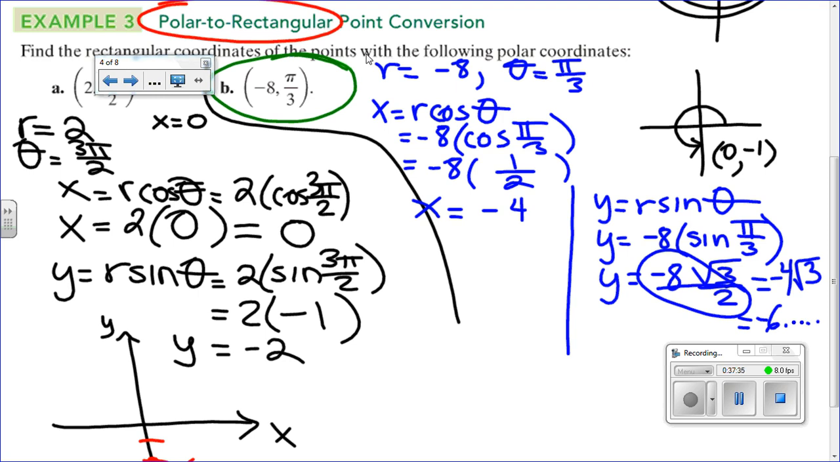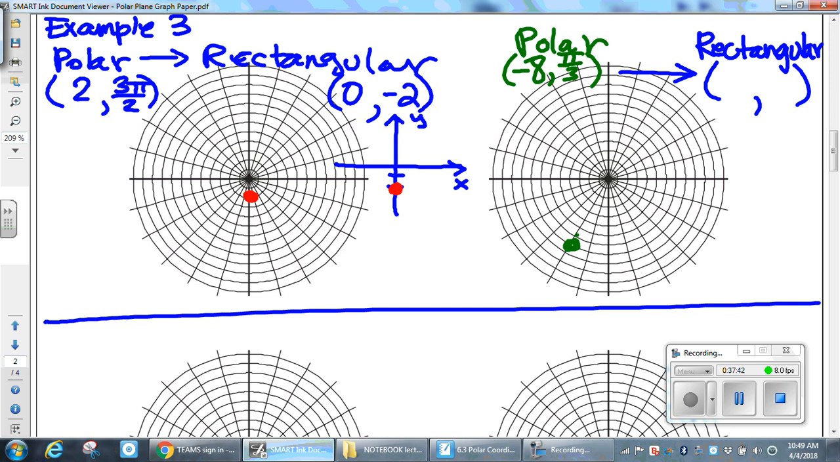So if we were to graph that in rectangular coordinates, it would definitely look something like that, like 1, 2, 3, 4, and then 1, 2, 3, 4, 5, 6, somewhere over there. Okay? So what was that? -4, comma, -4 times the square root of 3. Okay, so I'm going to pause the video now.